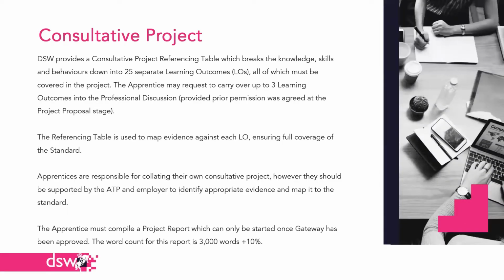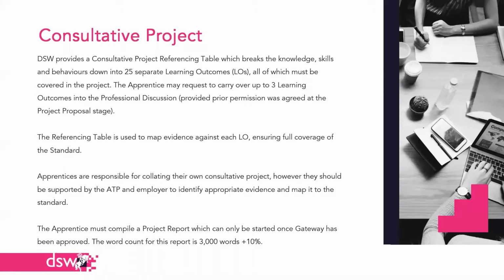DSW will provide a consultative project referencing table, and this can be found within our toolkit. The referencing table breaks down the knowledge, skills and behaviours into 25 separate learning outcomes, all of which must be covered in the project. The apprentice may request to carry over up to 3 learning outcomes into the professional discussion, but prior permission must be agreed at the project proposal stage. The referencing table is used to map evidence against each learning outcome, ensuring full coverage of the standard.